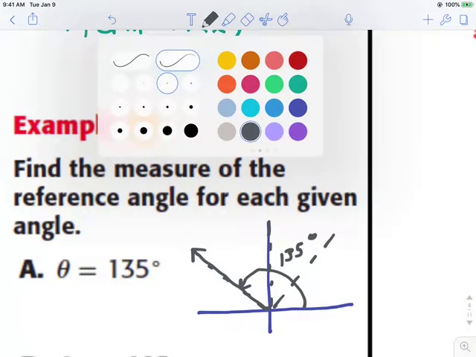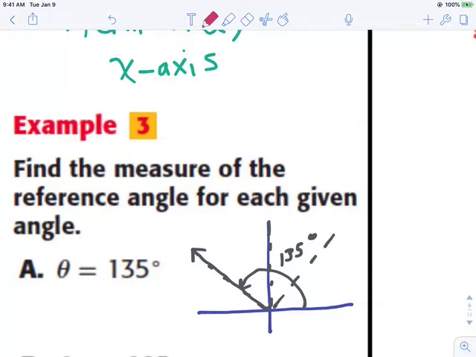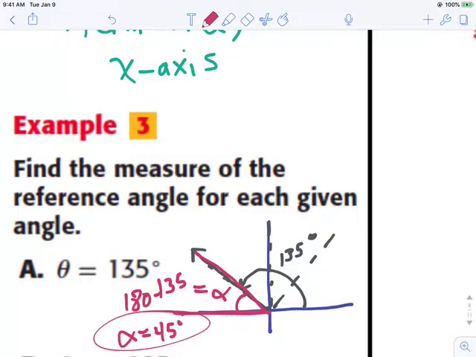Now let's see. I want the reference angle. The reference angle is always positive. It's always acute. And it's always formed with the terminal side and the x-axis. So we're trying to find this angle alpha right here. So what is alpha? How'd you find 45? 180 minus 135 equals alpha. So alpha equals 45. Make sense?